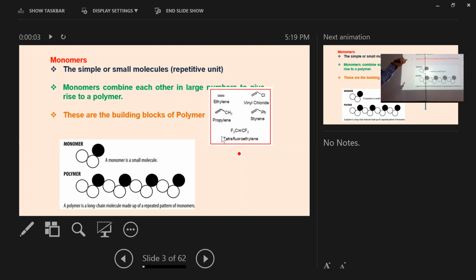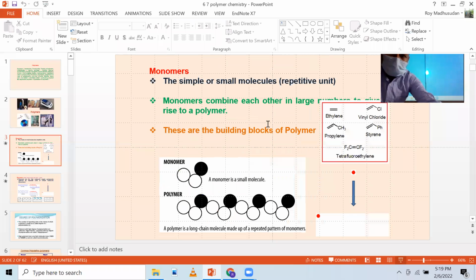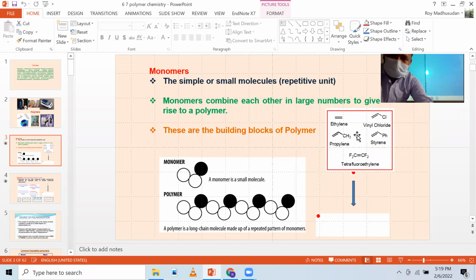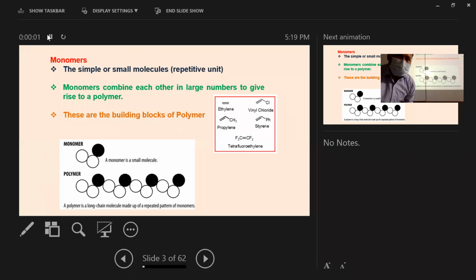Monomers combine with each other in large numbers to give rise to a polymer. Just as we have mentioned, we have many monomers that combine together to give a very large molecule that is considered a polymer. Okay, we can move forward.